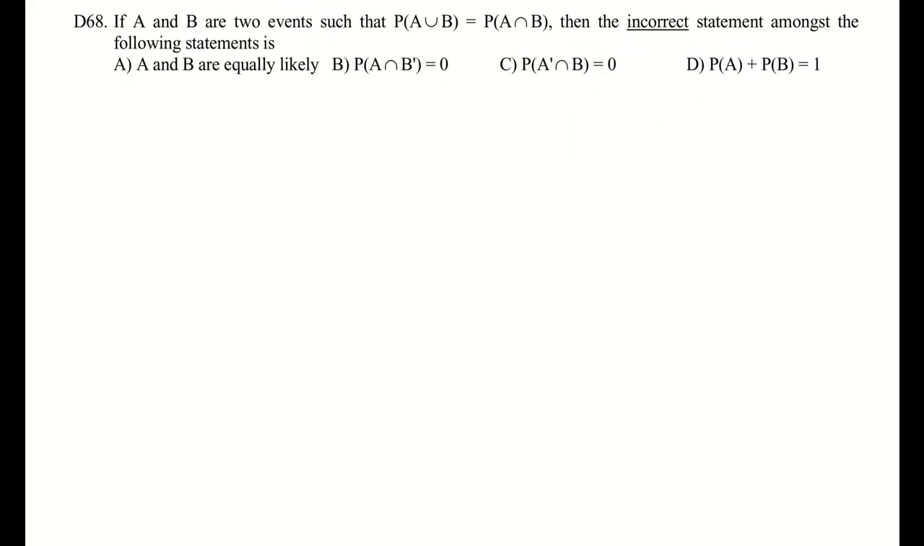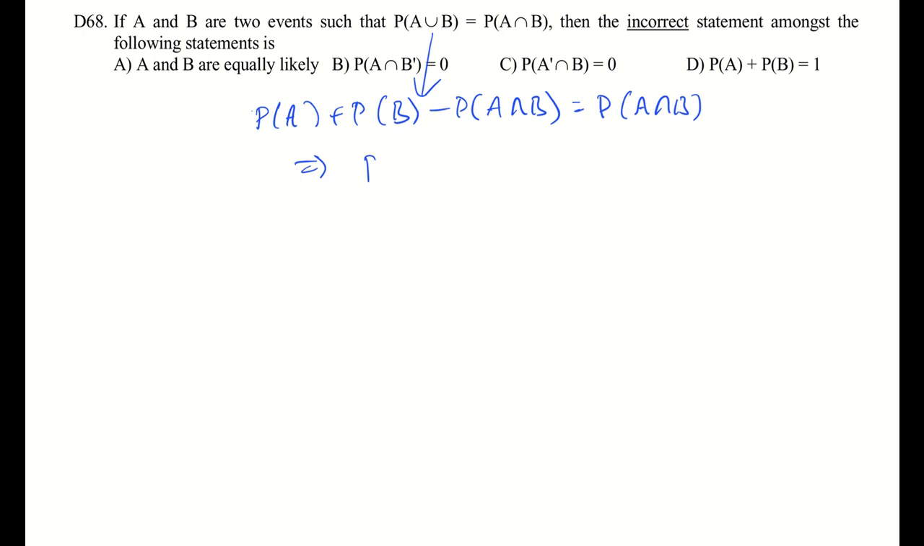By addition theorem on probability, I have P of A union B is P of A plus P of B minus P of A intersection B, which is equal to P of A intersection B. On the left hand side, in what he gave, I applied the addition theorem. So I am getting P of A plus P of B is equal to 2 times P of A intersection B.